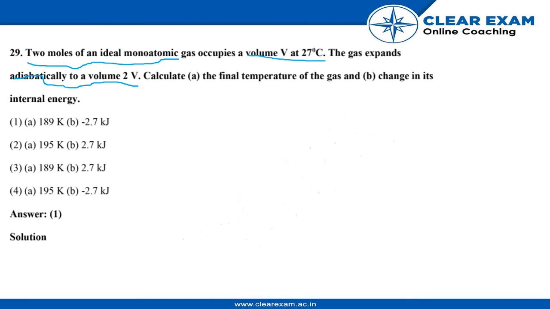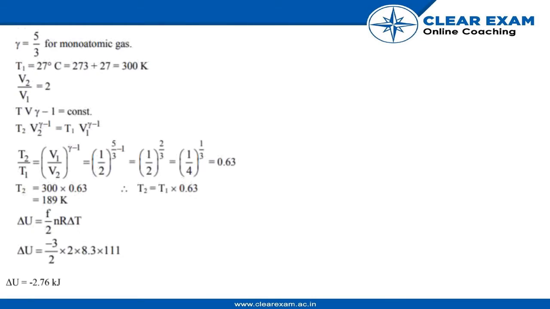So let's just start with what is given to us. It's given that it's a monoatomic gas, so the value of gamma is 5 by 3, and the temperature is given to us as 27 degrees Celsius. So we will convert into Kelvin by simply adding 273 to it. So T1 comes out to be 300 K.